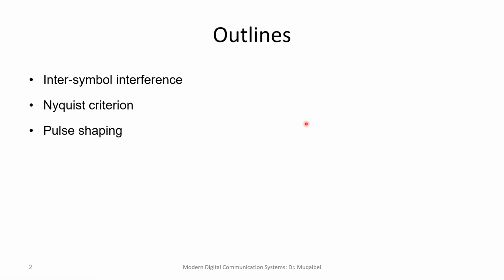The outline of the presentation goes like this. We'll start with the intersymbol interference, then we'll go on to Nyquist criteria, and what do we do in terms of pulse shaping to account for Zero ISI.